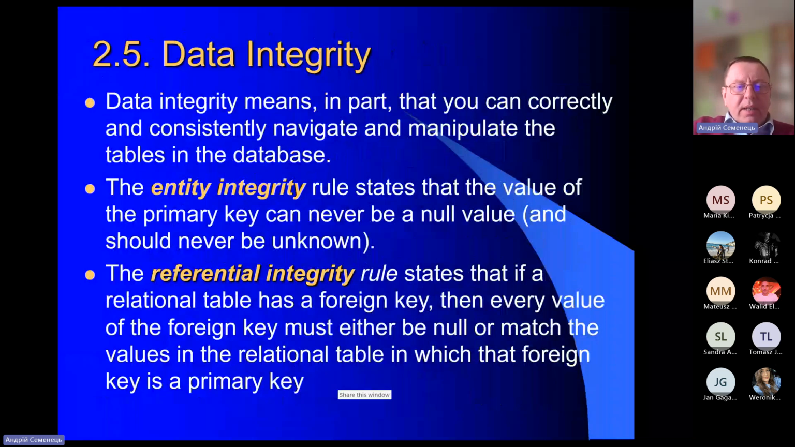So, referential integrity. Integrity means in part that you can correctly and consistently navigate and manipulate the tables in a database. The identity rule states that the value of a primary key must never be a null value, and in essence it is better never to be changed. Referential integrity states that if a relational table has foreign keys, then every value of the foreign key must either be null or match a value of the relational table where it is a primary key. So we must not have something like an orphaned value in a foreign key. That breaks referential integrity.